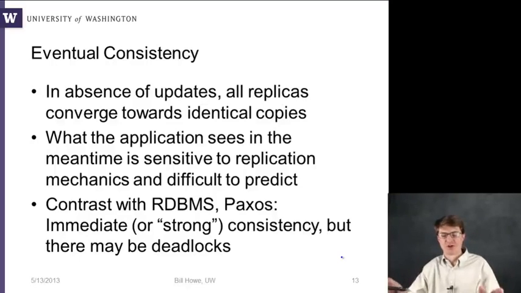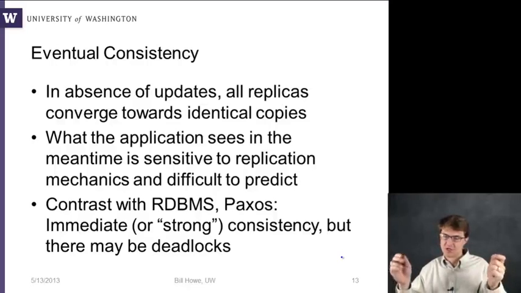Okay. And in general, contrast this with what we've been talking about with relational databases and things like Paxos, where they guarantee strong consistency, but there may be deadlocks. And so you can prove that no system can be free of deadlocks and guarantee consistency. And so relational databases and Paxos give up on this liveness property, meaning that they might allow deadlocks in favor of strong consistency. Now, you can show that the cases where deadlocks can occur can be made sort of rare through different design decisions, but they can still happen.